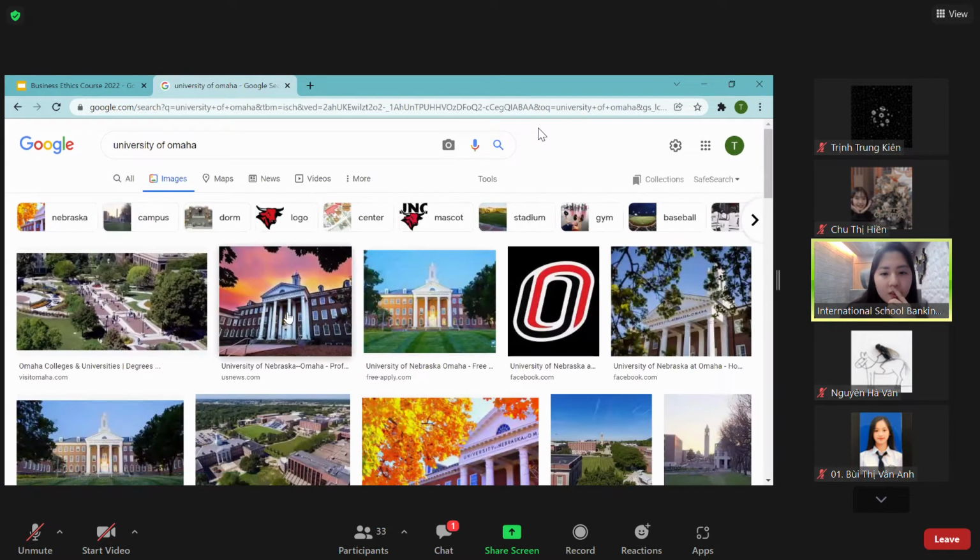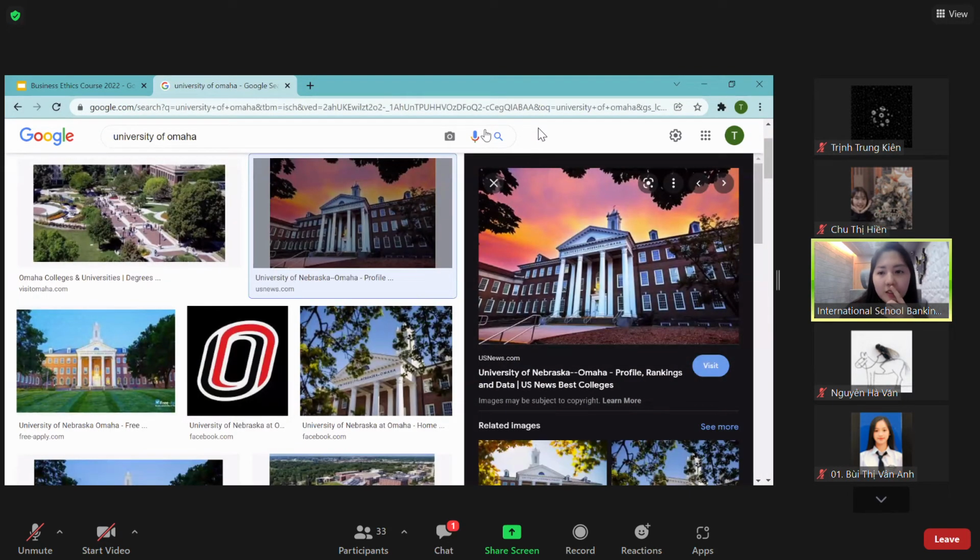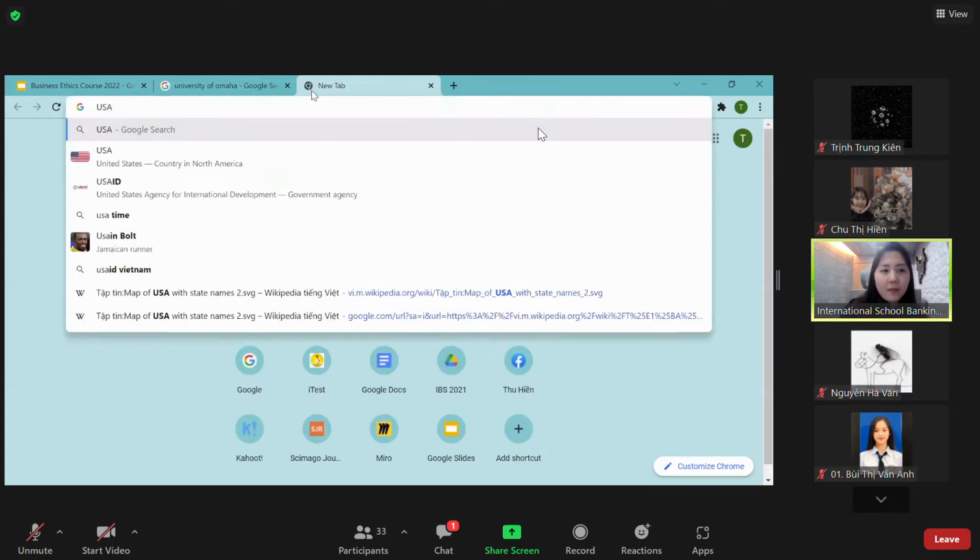Okay, so this is my university. It is in Nebraska State. So let's look at the map.